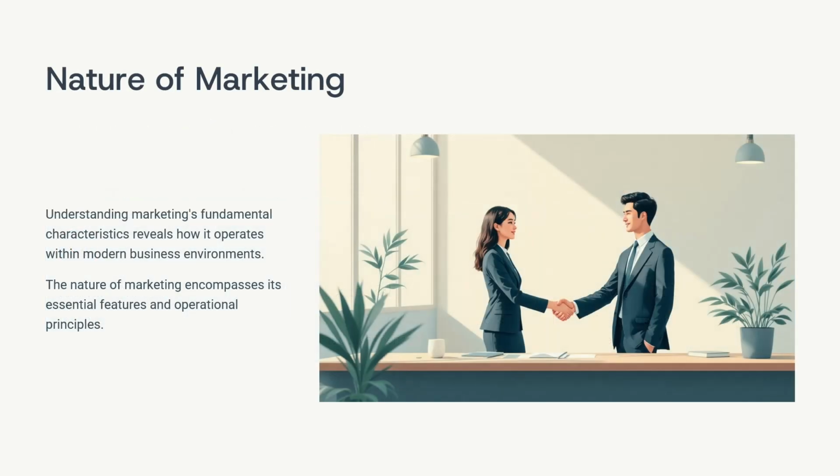Now, let us understand the nature of marketing. The nature of marketing explains the basic characteristics of marketing. It helps us understand how marketing works in a business organization. Marketing is not just about selling products. It involves understanding customers, creating value, and building relationships with them.